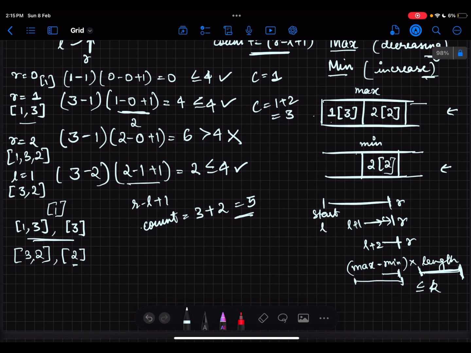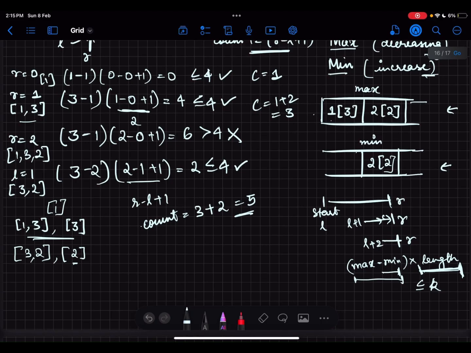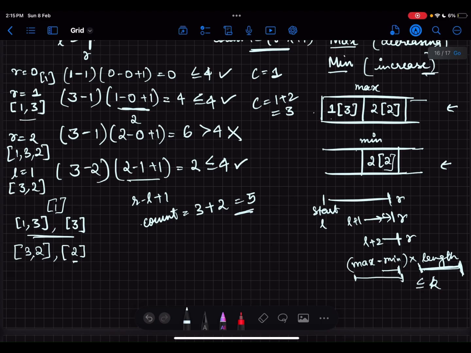For the max DQ, we keep only numbers that could still become the max later. Smaller numbers behind bigger ones are useless, so we delete them. Similarly, for min queues, we do the opposite. We keep only numbers that could still become the min later. Bigger numbers behind the smaller ones are useless, so we delete them.